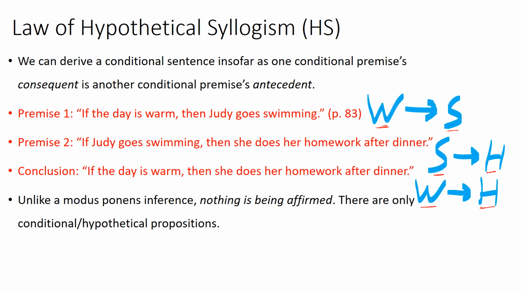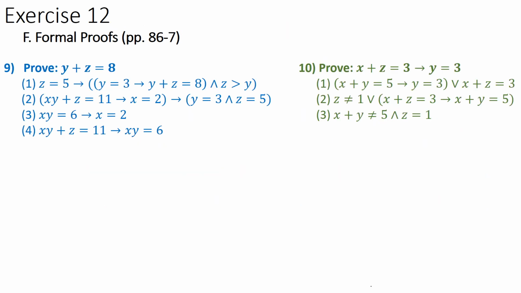Now, unlike a modus ponens inference, nothing is being affirmed. There are only conditional or hypothetical propositions here. And we can just appeal to our intuition to see that this is a valid argument, a valid inference. Please remember, when it comes to these formal mathematical proofs, these have the same exact structure or form as an argument such as if P, then Q, not Q, therefore not P by modus tollens. It's just that P might be an equation instead, such as y plus z is equal to 8. The same exact rules of inference apply here.